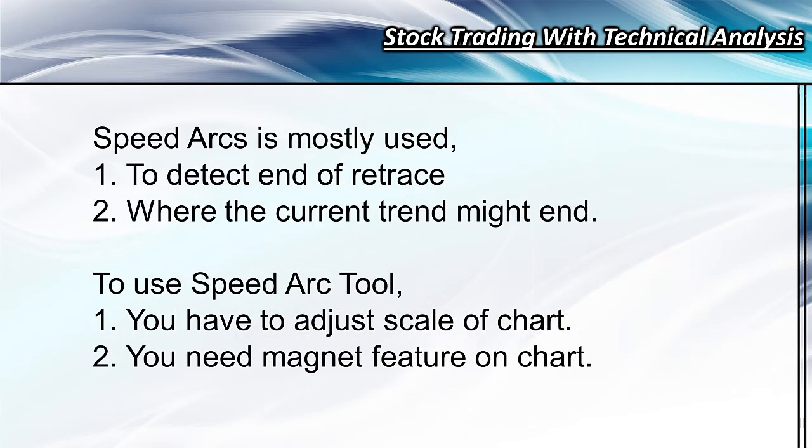Now, Speed Arcs is a tool that is used to detect the end of a retrace and where the current trend might end. The tool is definitely not perfect, but it for sure gets the job done. During use of this tool, the scale of the chart needs to be adjusted. The change of scale usually disturbs the points between which this tool is used. Therefore, the tool is always used with magnet on. This is an important condition to use this tool. If you don't use magnet, you will get faulty results.